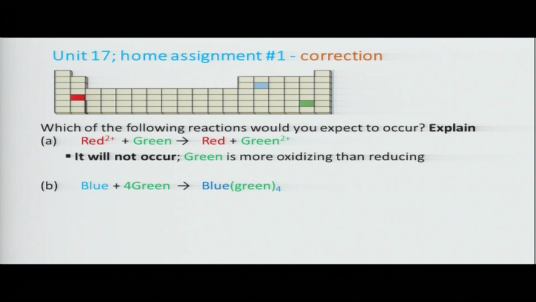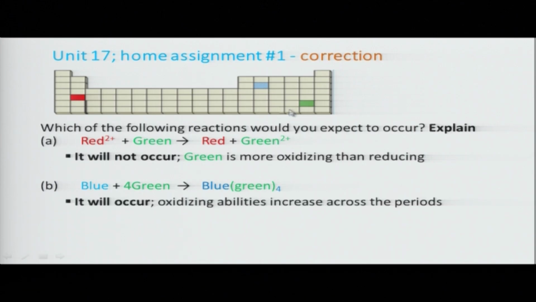So we are transferring knowledge of periodic chemistry into here. Group 4, as you can see, and group 7. Yes, the reaction will occur. We expect group 7, or this green, to gain electrons from blue, which is in group 4, since the oxidizing abilities increase across the period, meaning the green has more oxidizing abilities than the blue, so it will tend to pull electrons from blue.